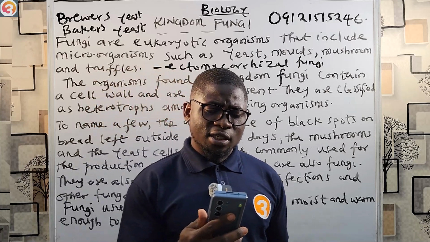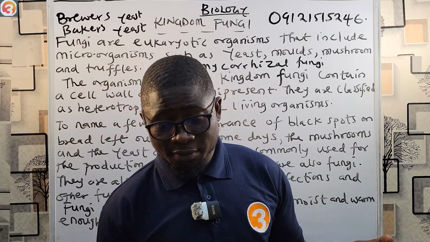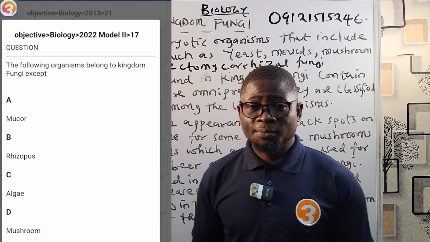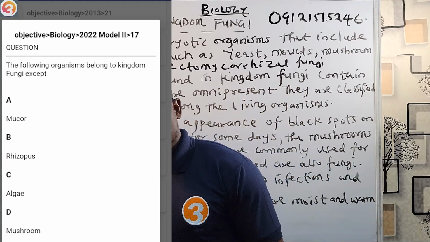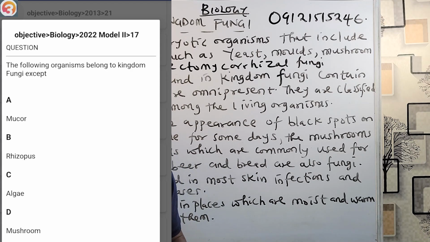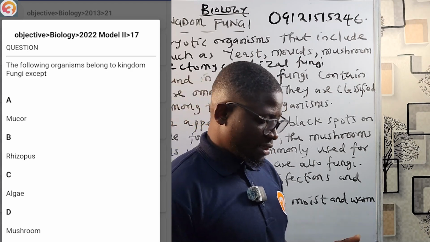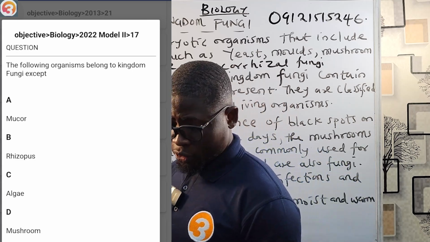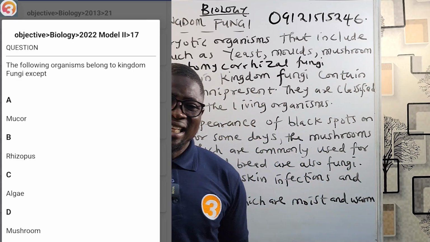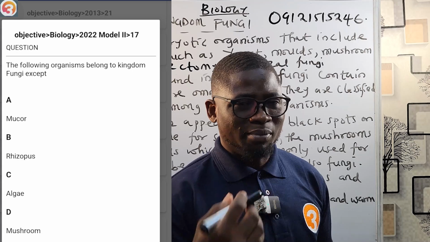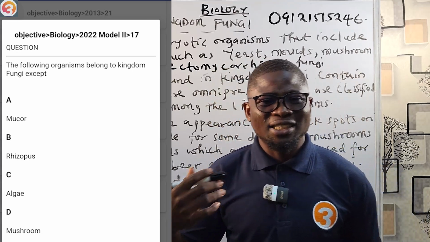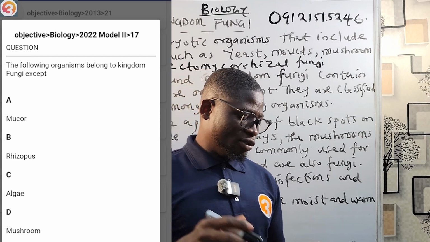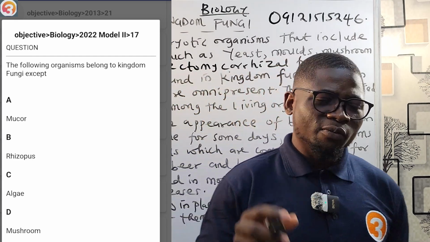So let's see. It's a 2022 question number 17. The following organisms belong to Kingdom Fungi except: A, mucor; B, rhizopus; C, algae; D, mushroom. Of course, the right option there is algae, because algae belong to the kingdom Plantae, the plant kingdom. So algae does not belong to the kingdom fungi.